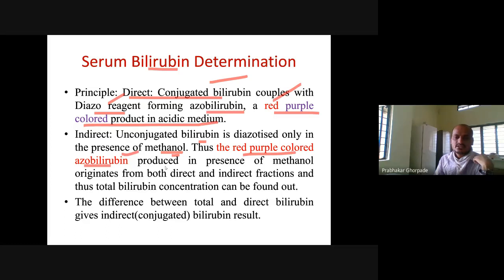Azobilirubin can be produced in the presence of methanol from both the direct and indirect fractions, and the total bilirubin concentration can be found. So if you take both readings, the direct and the total, the difference between total and direct bilirubin is the indirect bilirubin result.